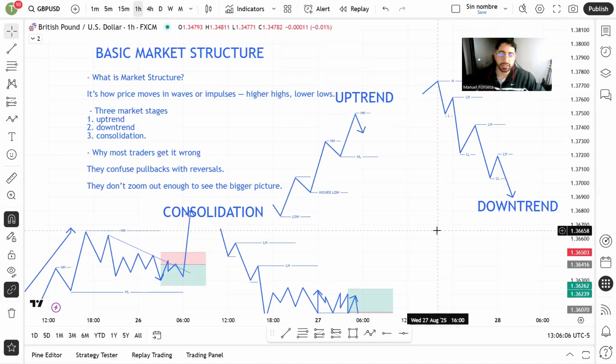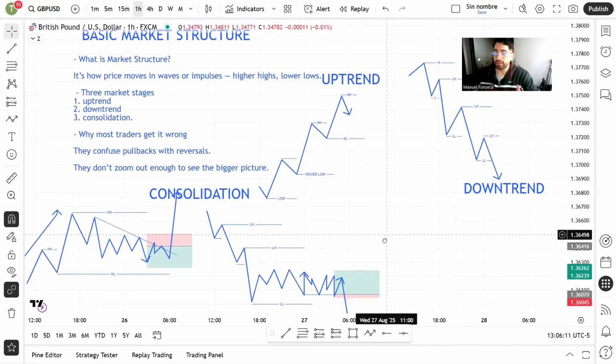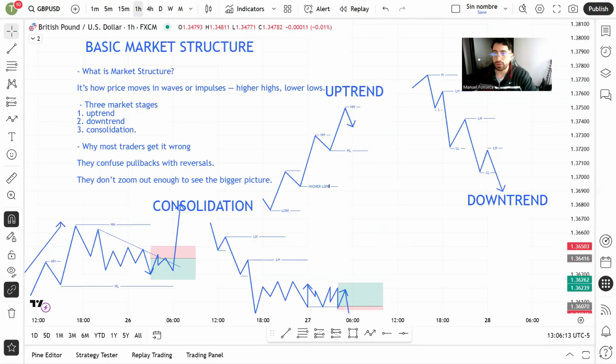Please take this into consideration for your trades. Please do not believe what I'm saying. Just execute it, put it into practice, and then you will come to your own conclusions, which is the most important thing here. Okay?